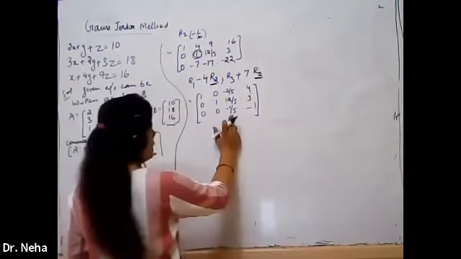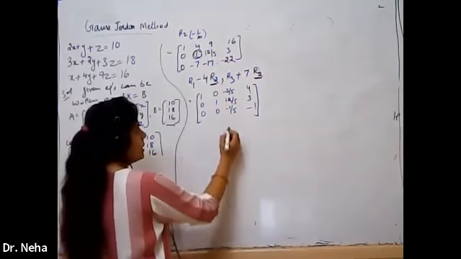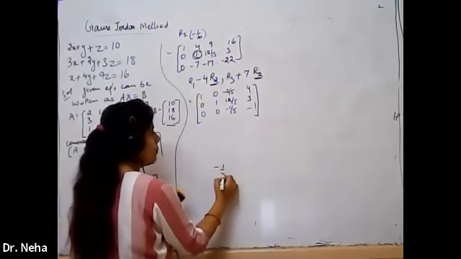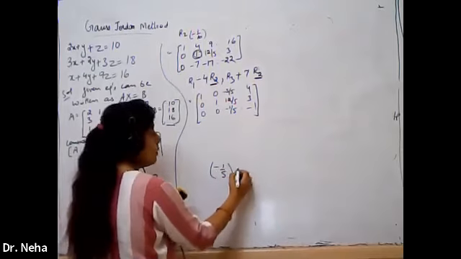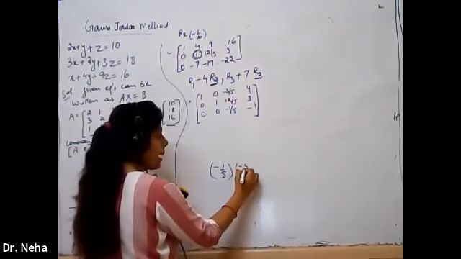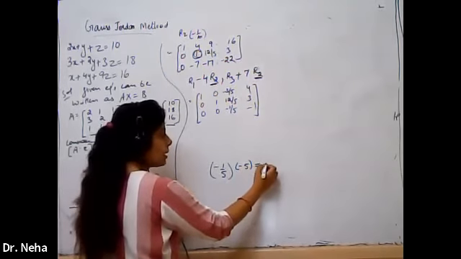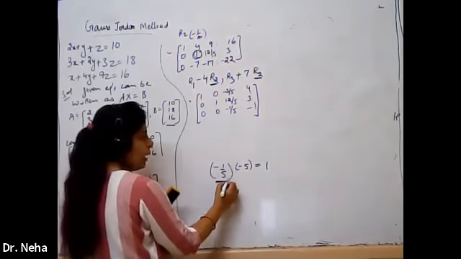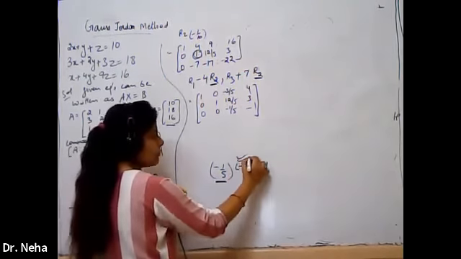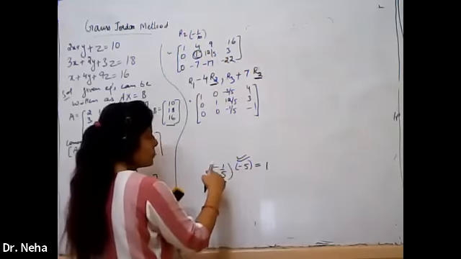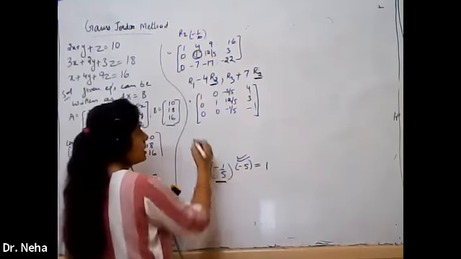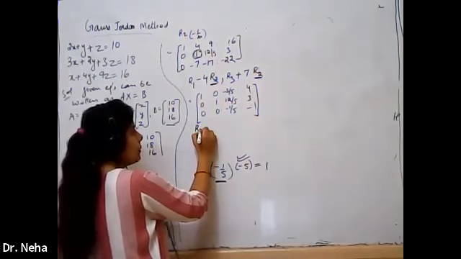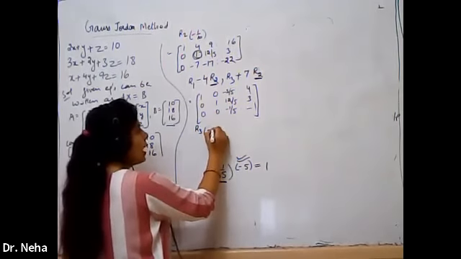Now at last, making third diagonal 1. Now see, third diagonal is minus 1 by 5. We will multiply it with minus 5. Only in that case, it will become 1. When we will multiply it with minus 5, it will become 1. Minus minus will become plus, 5 and 5 will cancel out. So we are going to multiply R3 with minus 5.